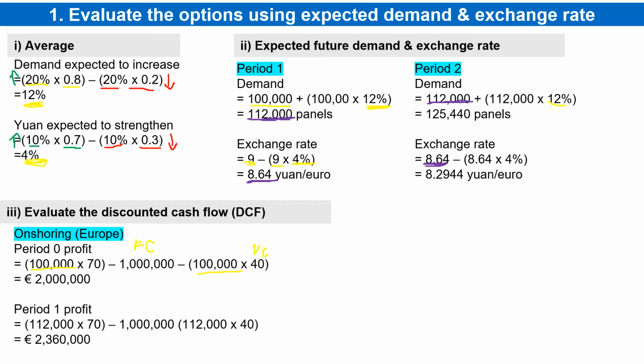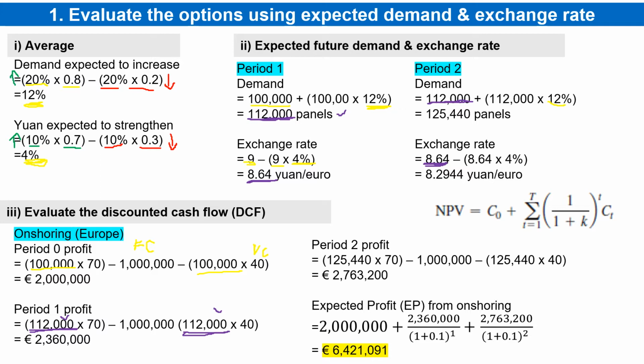And for the period 1 profit, also the same, revenue minus the total cost, but the change is in the demand, where period 1 is using the demand here, the 112,000, and we get the profit here, 2,360,000 euro. And for the period 2 profit, also the same, the change is the unit demand. We use the unit demand here in the period 2, and we get this number.